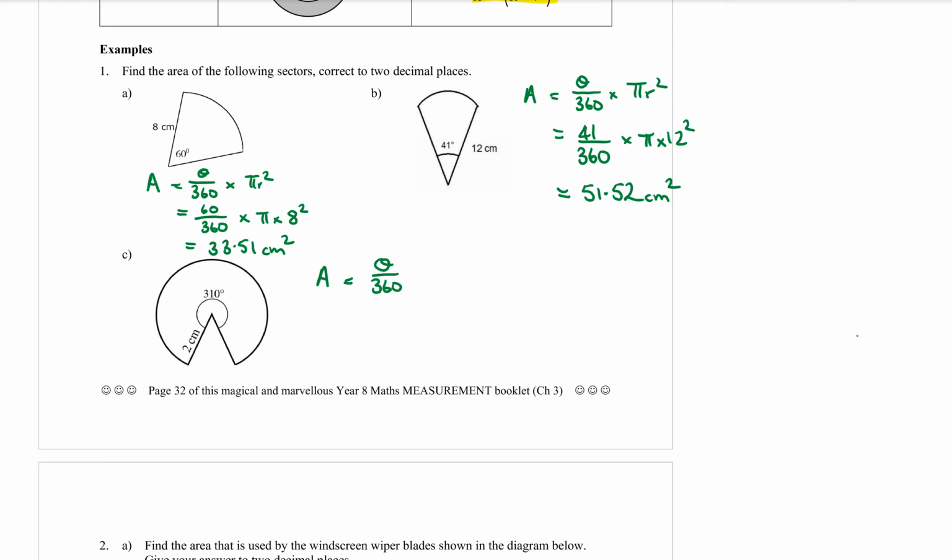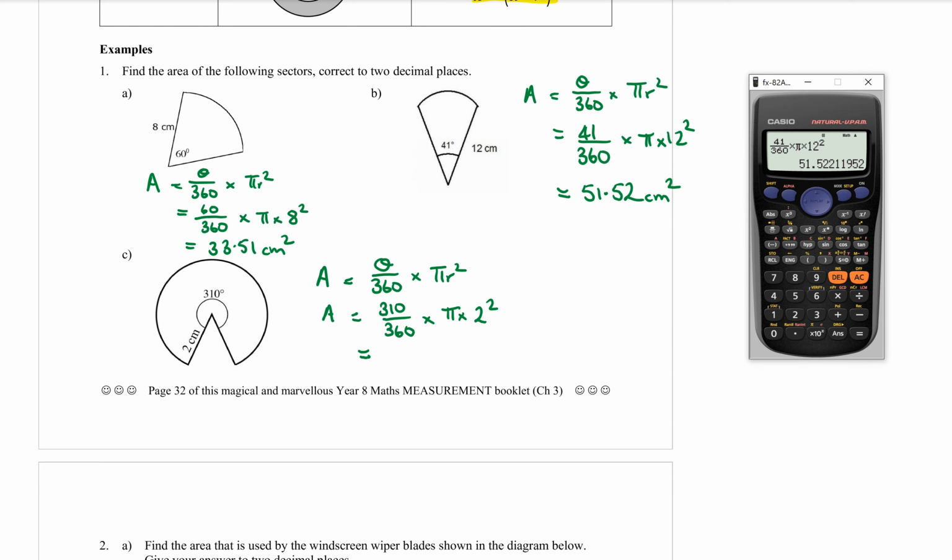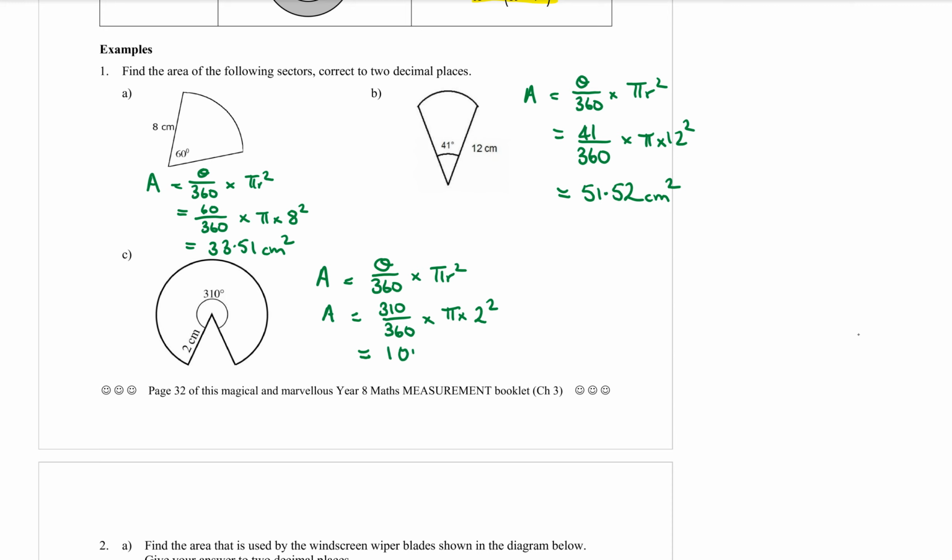And one more of these, part C, to find the area of the sector, we want the angle over 360 times by pi r squared. So practice writing the formulas over and over so that you can memorize them. Substituting in, the theta this time is a very big angle, 310 degrees, over the 360 times pi times the radius, which is 2 squared. So 310 over 360 times pi times 2 squared is 10.82 centimeters squared.